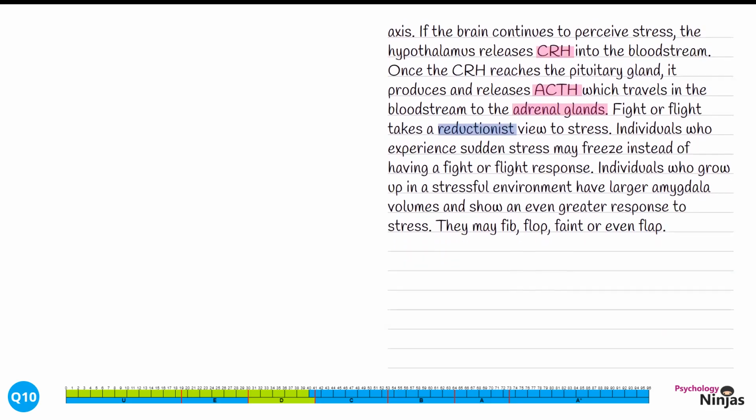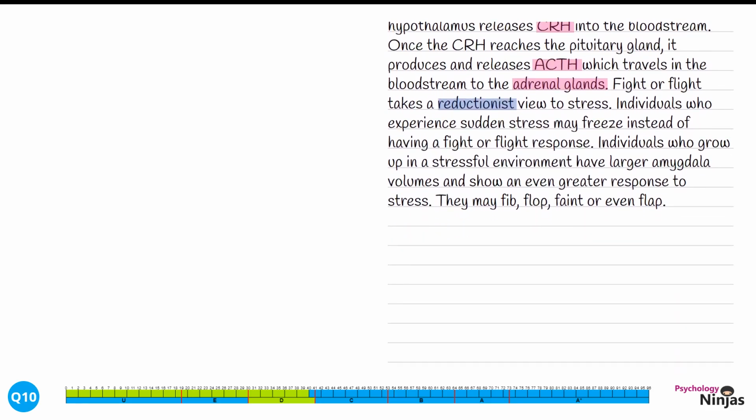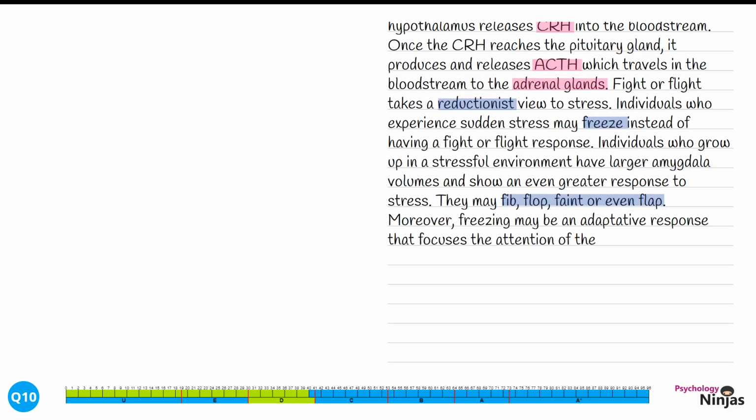Individuals who experience sudden stress may freeze instead of having a fight or flight response. Individuals who grow up in a stressful environment have larger amygdala volumes and show an even greater response to stress. They may fib, flop, faint, or even flap. We've given a clear explanation of why it's reductionist, talking about a freeze response and a range of responses that we might have to a stressor. And then we're going to elaborate.